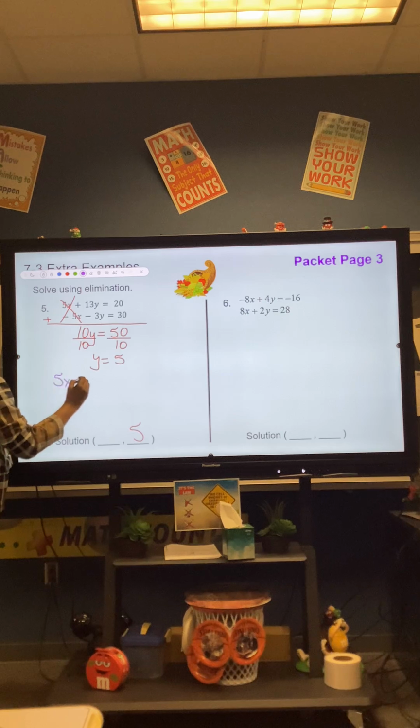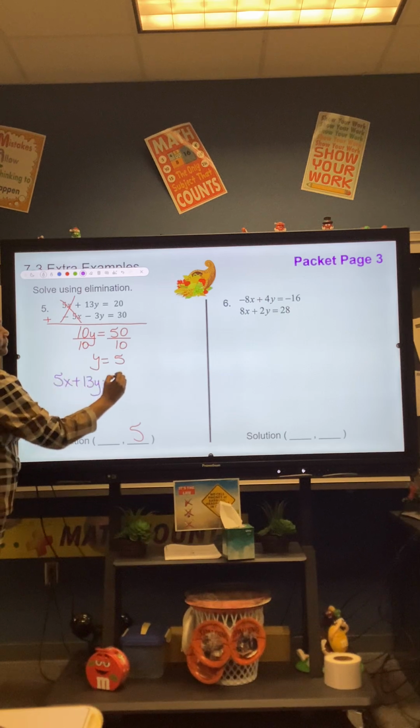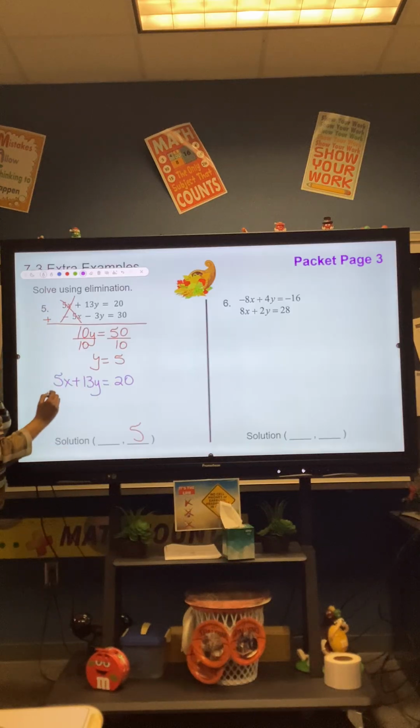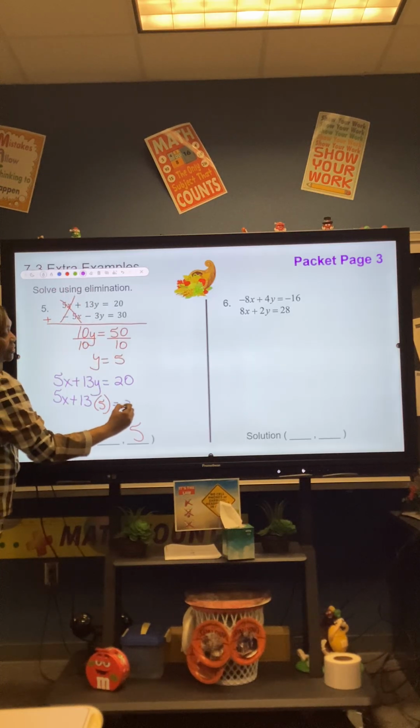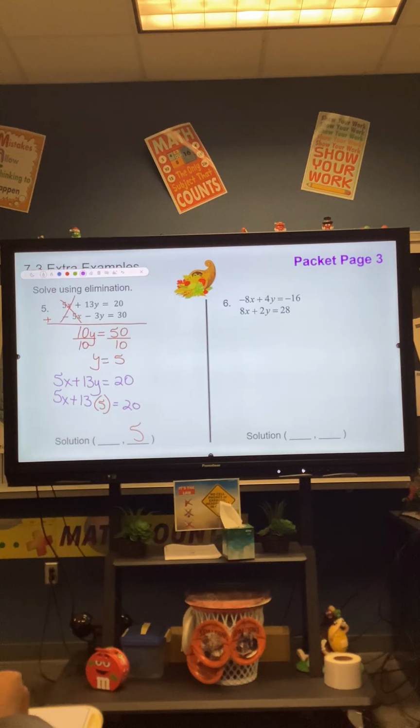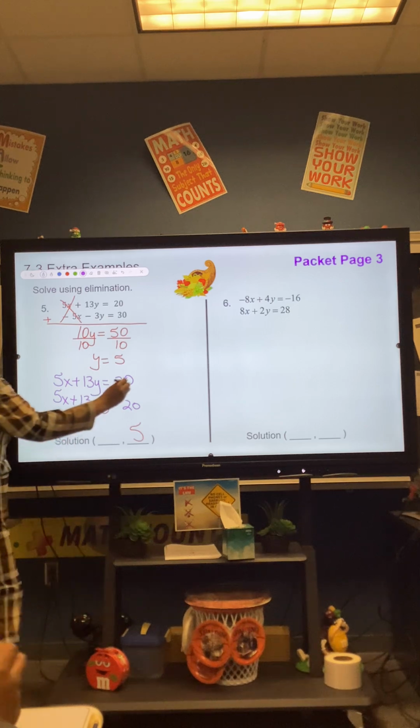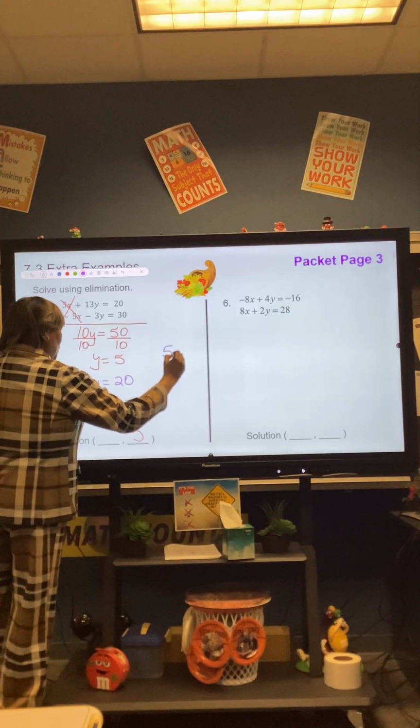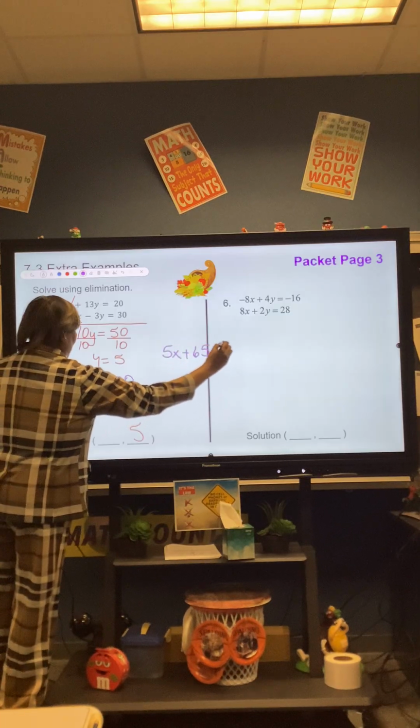So 5x plus 13y is equal to 20. So I got 5x plus 13, I'm replacing the y with 5, is equal to 20. Trying to do this color coordinated so you see what I'm doing. When you substitute something into an equation, you need to put it in parentheses. Alright, so now we got 5x plus 65 is equal to 40, maybe?